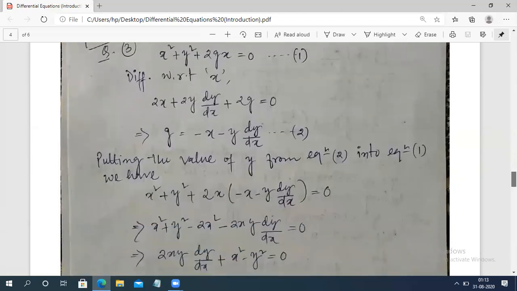So in the first step we differentiate it with respect to x, and in the second step we eliminate the arbitrary constant. That means we substitute the value of g in equation 1, and then we get the required differential equation.